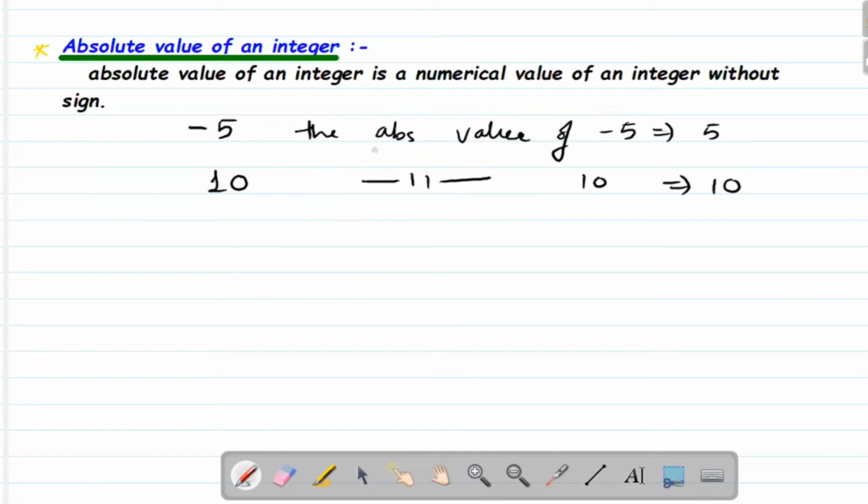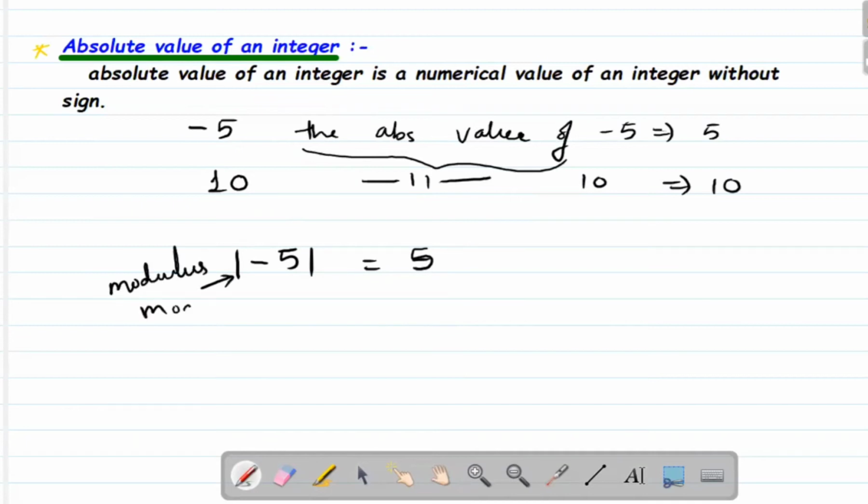Generally, instead of writing this whole sentence, we usually write the number inside the mod, and this gives 5. This is called a modulus, or in short a mod. So whatever number we write inside the modulus, when we come out of the modulus, the sign of that number vanishes.